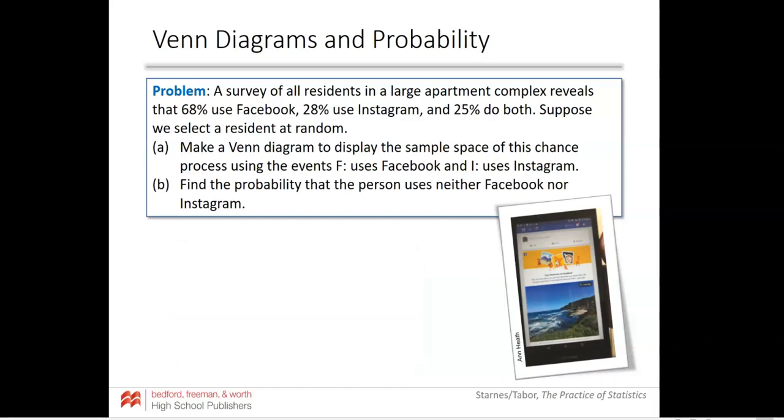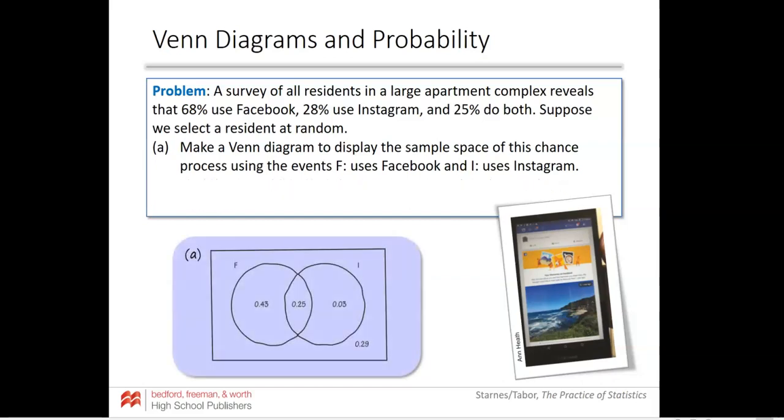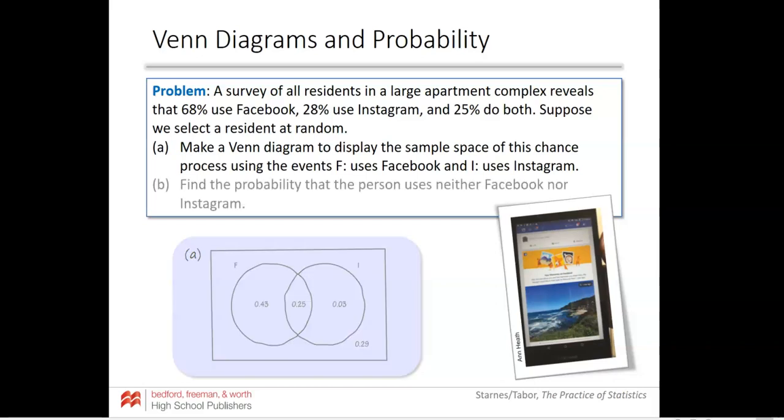Find the probability that a person uses neither Facebook nor Instagram. That would be adding up the three we have and trying to get from 100% of the people to be represented. So there are 29%. I'd be in that group. And there we go.